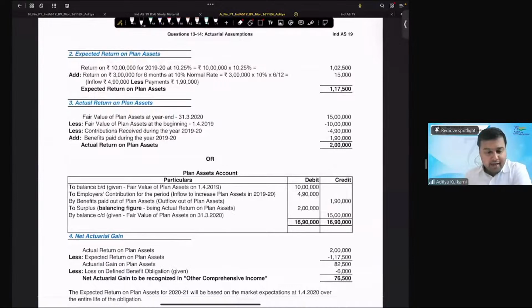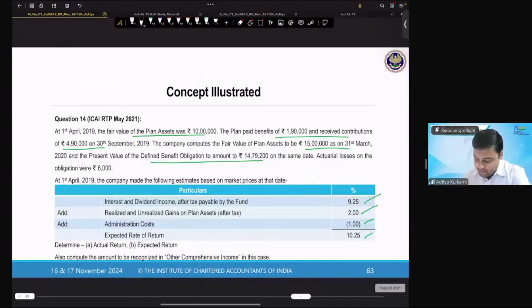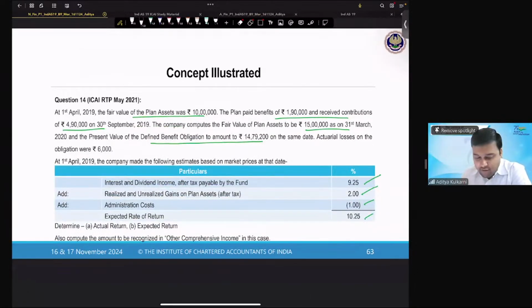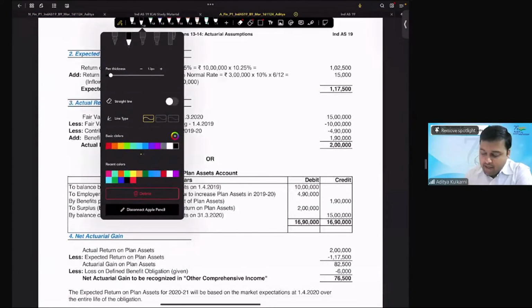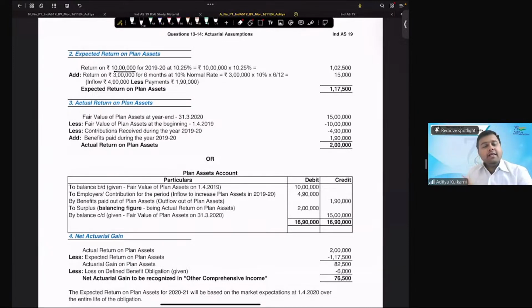Okay, now let us start. There is nothing much in the question otherwise. What it is saying is you have opening balance of 10 lakhs. Plan has paid benefits of 1 lakh 90 and received contributions of 4 lakh 90. So therefore, opening value of 10 lakhs, was it invested for the entire year? Yes, it's invested for the entire year. So therefore, 10 lakh into 10.25% effective interest rate, 1,02,500. Are we okay with this? Yes.